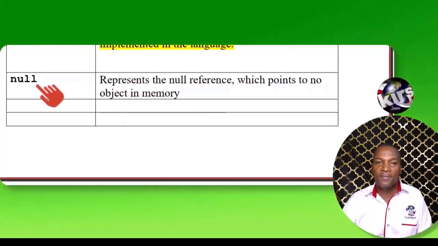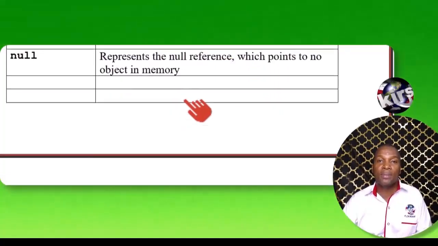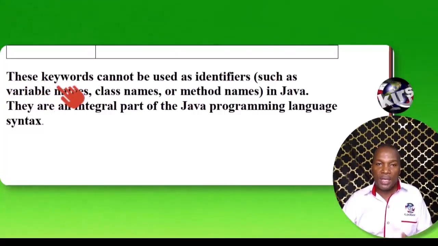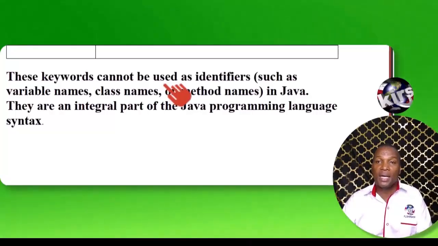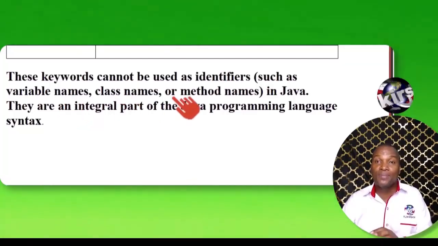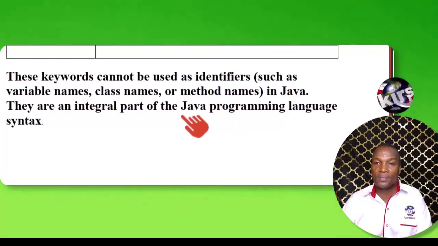Then we have the other keyword, which is null, which represents the null reference which points to no object in memory. Then in conclusion, I would say that these keywords that we have identified here cannot be used as identifiers, such as variable names, class names, or method names in Java. They are an integral part of Java programming language syntax.